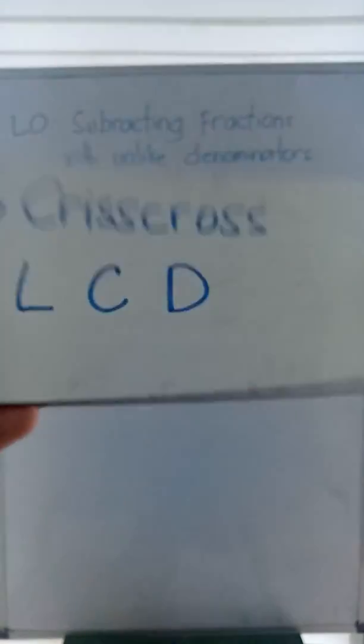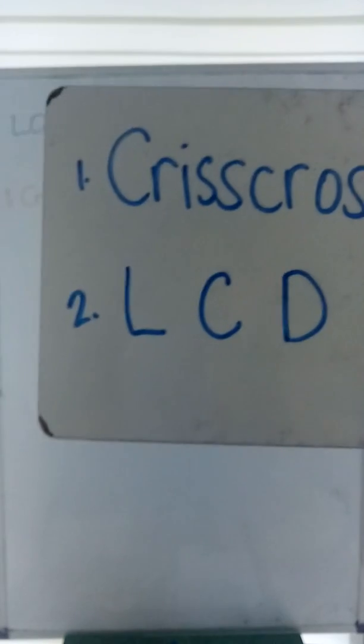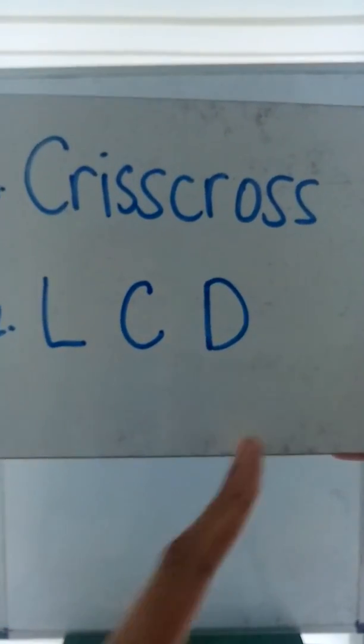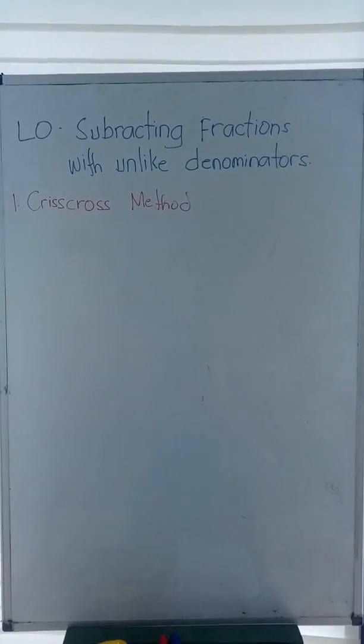And the same like in addition of fractions, we're also going to talk about two methods to get the answers. We are going to talk about the crisscross method and then the LCD method, or the least common denominator method. Okay, first we are going to talk about the crisscross method.